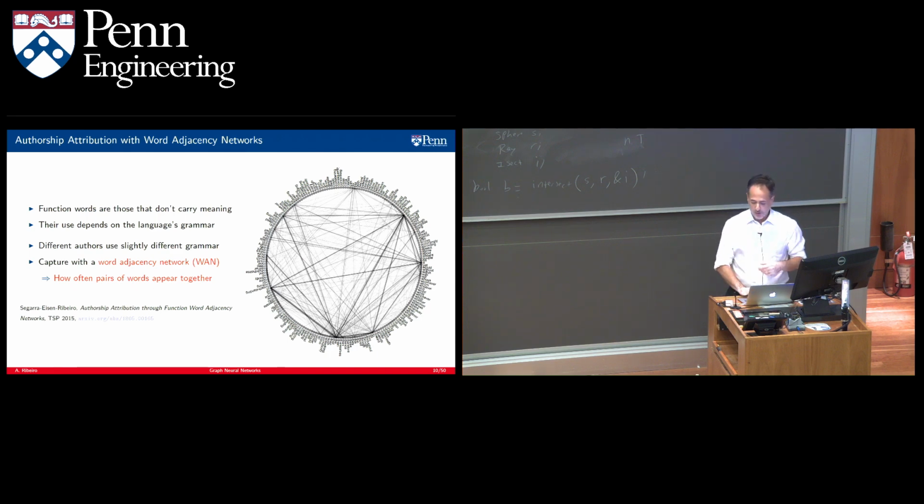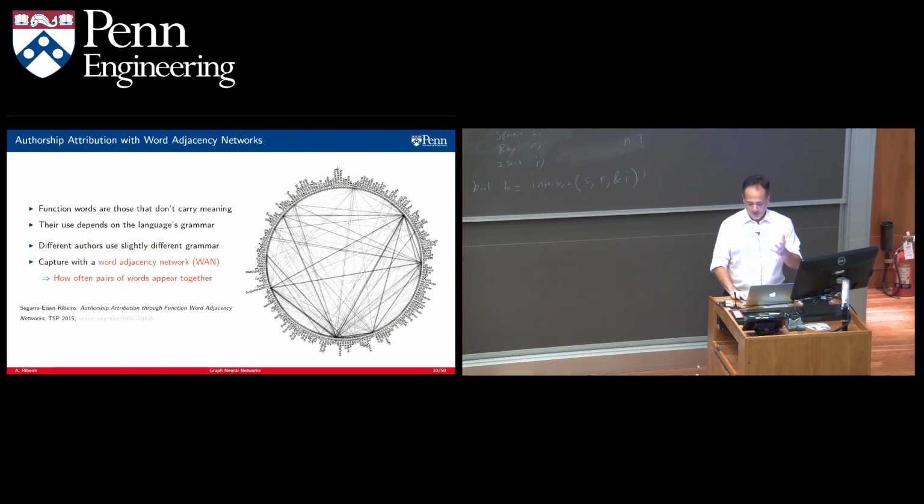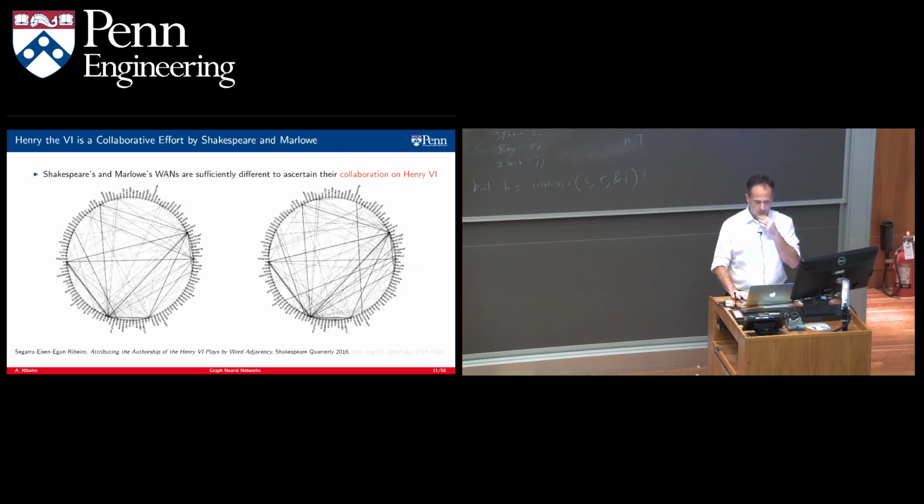How can we capture that? Well, we see how often or in which way you use two words together. That constructs what we call the word adjacency network. And you can go ahead and utilize this tool to discriminate between different authors. Okay, so this is a close-up. These are, just in case you want to look a little more at what the actual words that we use are.